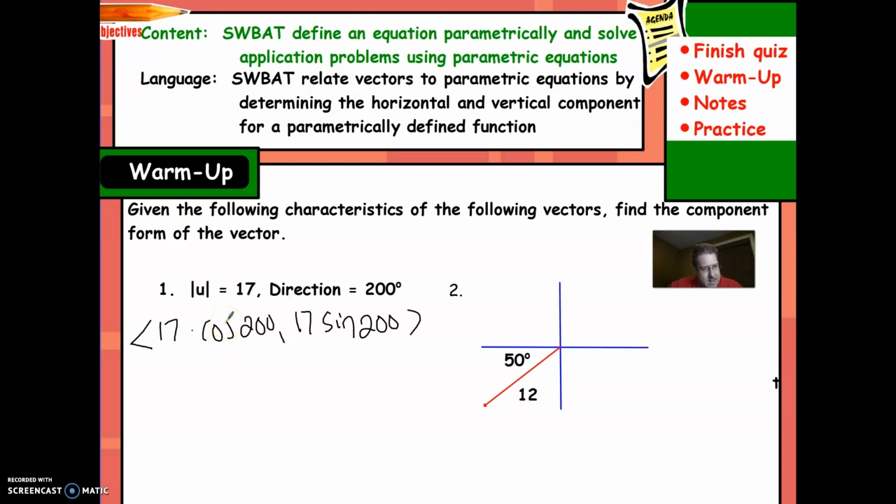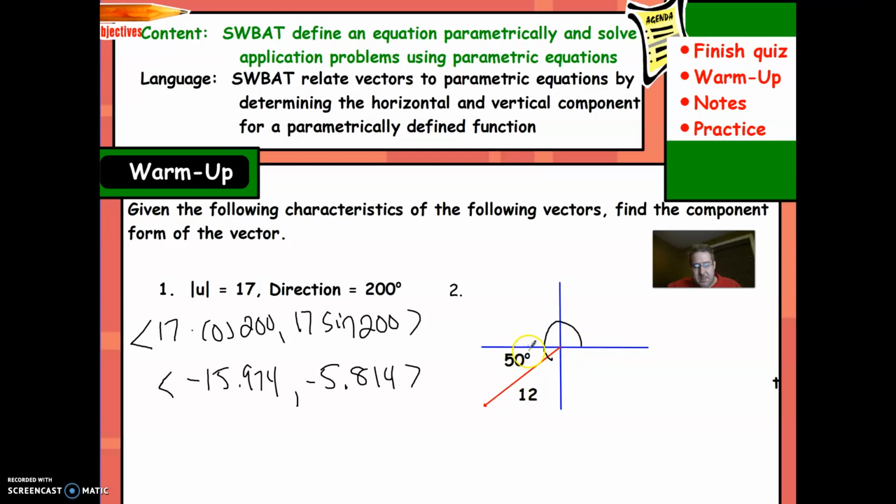So 17 times cosine of 200 gives me roughly negative 15.974. And I'm going to then do 17 times sine of 200. And that's going to give me a negative 5.814. Now, this is a 200 degree angle, which, just take note, is going to be in the third quadrant, and the fact that they're negative means that's in the third quadrant, so that does make sense.